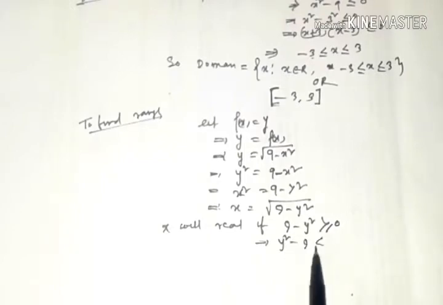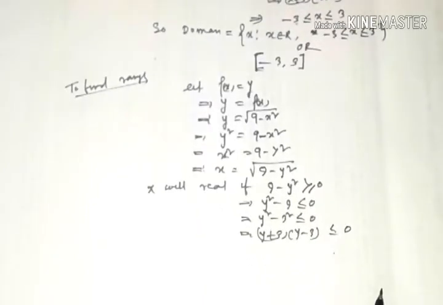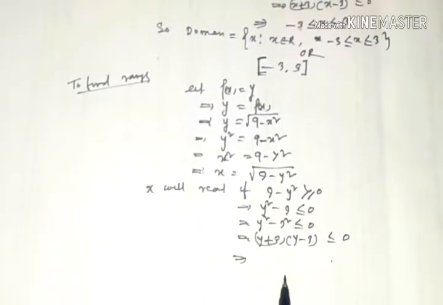This implies y square minus 9 is less than or equal to 0. It is a property of inequality. This implies y square minus 3 square is less than or equal to 0. This implies (y plus 3)(y minus 3) is less than or equal to 0. This implies, in a similar way, minus 3 less than or equal to y less than or equal to 3. But we have got the value of y as minus 3 to plus 3.